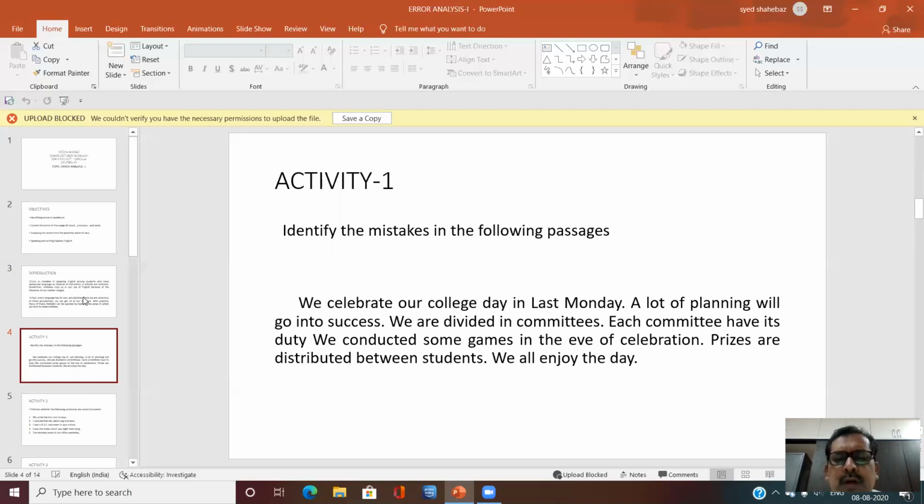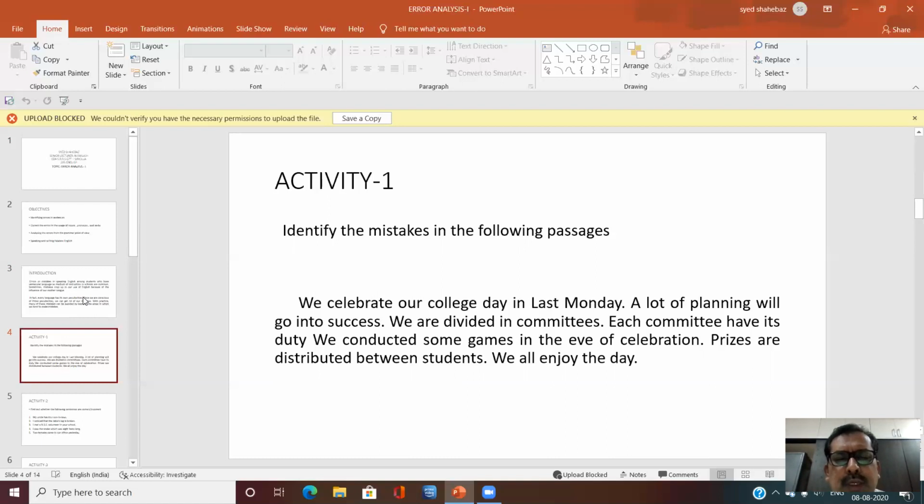We celebrate our college day in last month. A lot of planning will go into success. We are divided in committees. Each committee have its duty. We conducted some games in the eve of celebration. Prizes are distributed between students. We all enjoy the day. So, by reading every sentence, let us find out the errors and correct them.